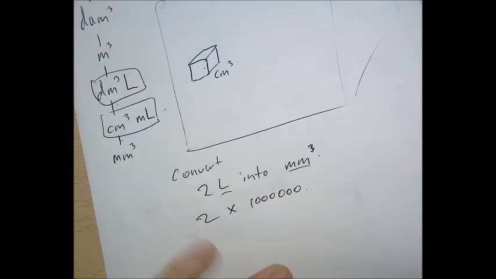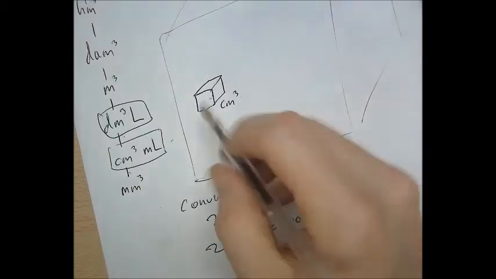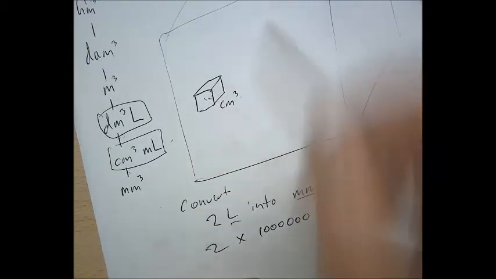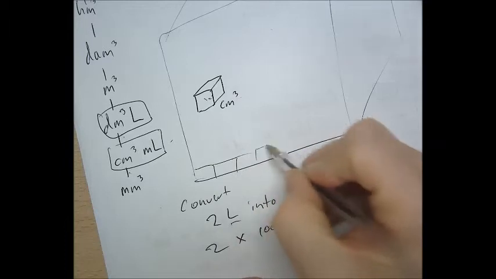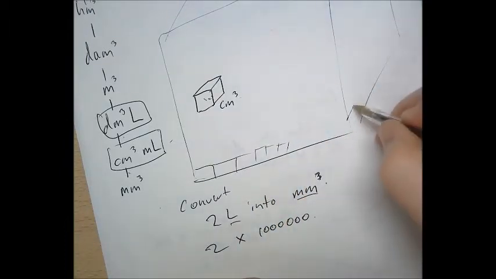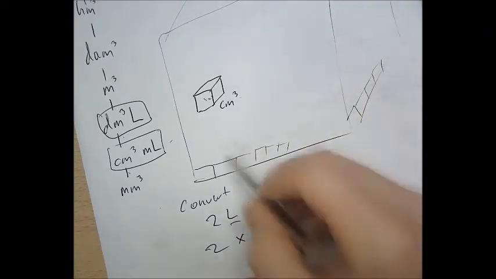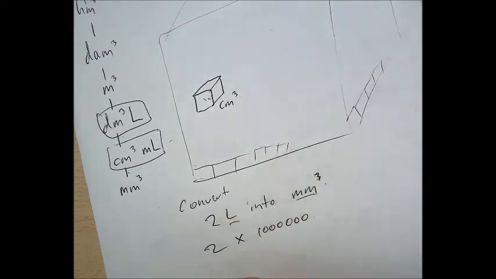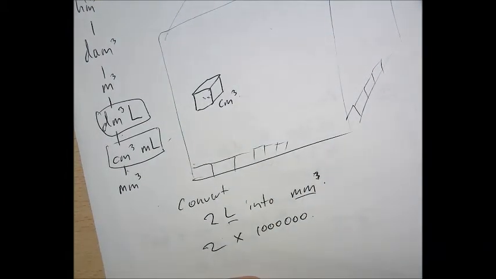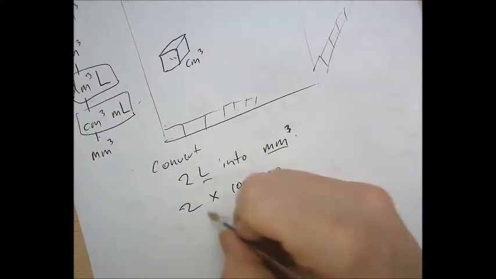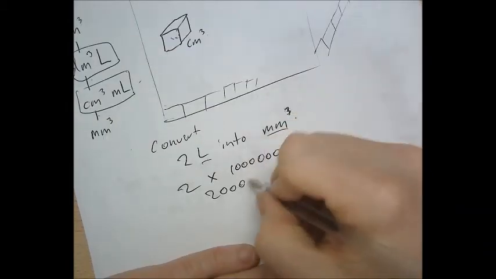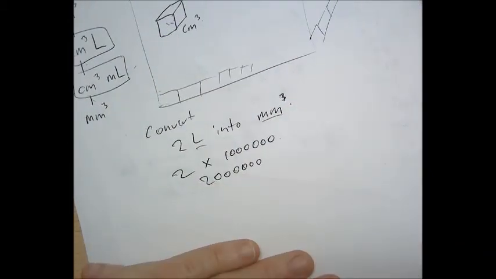per jump. Can I just convince you of that? There are 1,000 of this in this because you can fit 10 along the bottom, you can fit 10 also along the back, so there'll be 100 just in the bottom layer, and there are 10 layers of that. That's where I get the number 1,000 from. So the answer to this is that there are 2 million in a 2 litre volume.